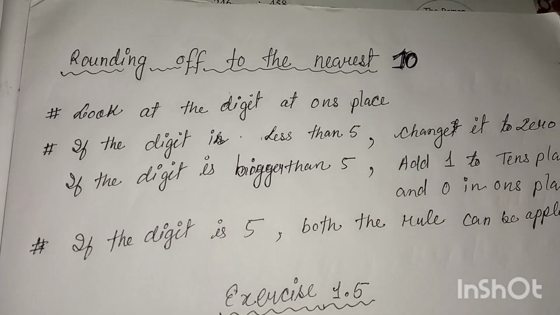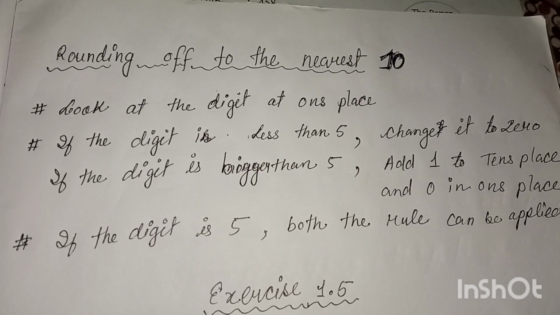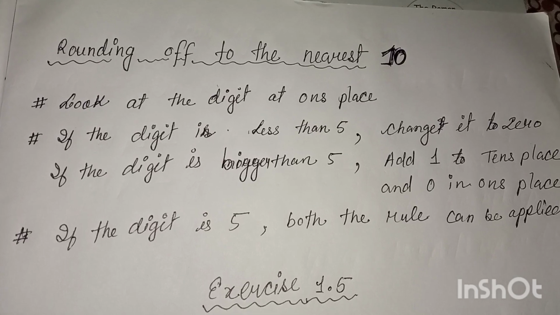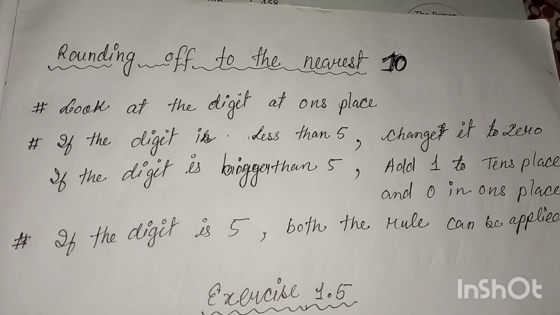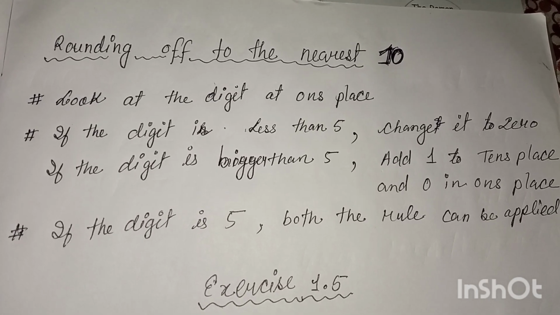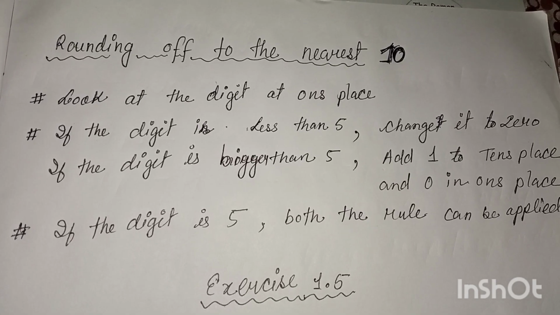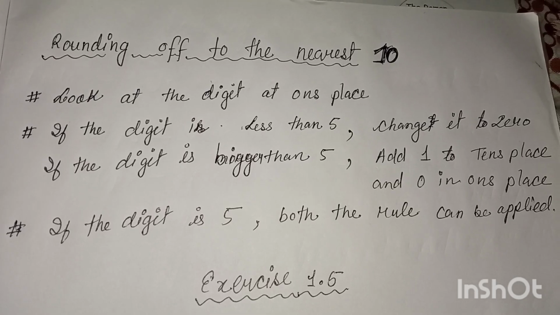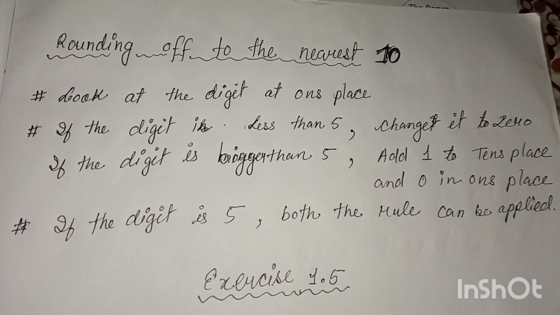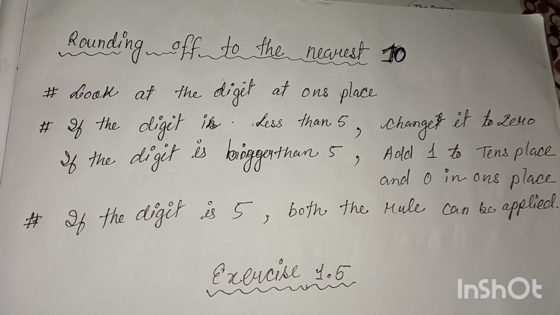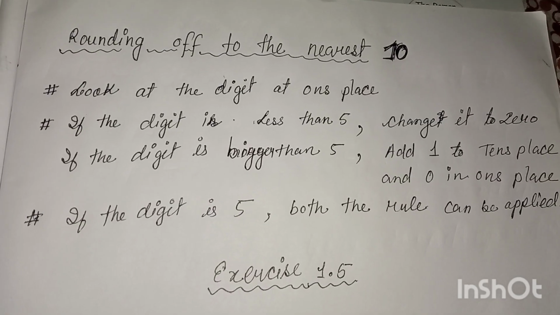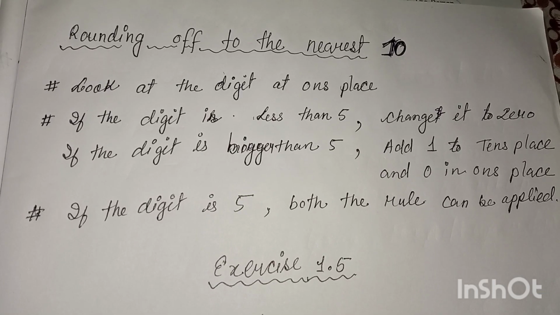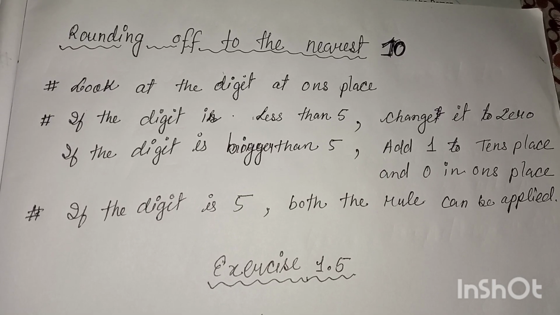Next, if the digit is less than 5, then change it to 0. So if the digit in the ones place is less than 5, then we have to change it to 0. And if the digit is bigger than 5, then we have to add 1 to the tens place. Remember, if it is bigger, 1 will be added to the tens place, not in the ones place. But the ones place will become 0.